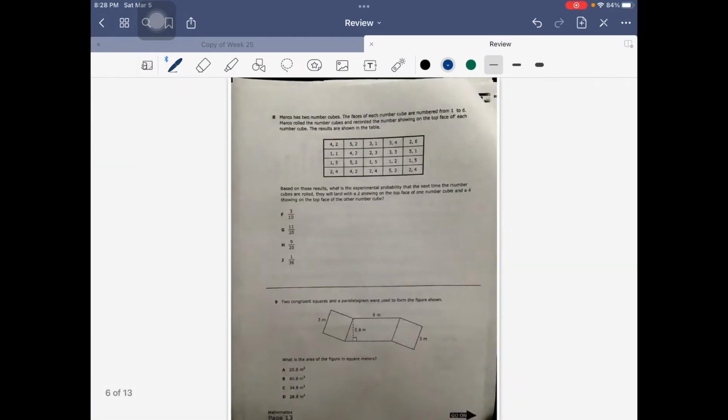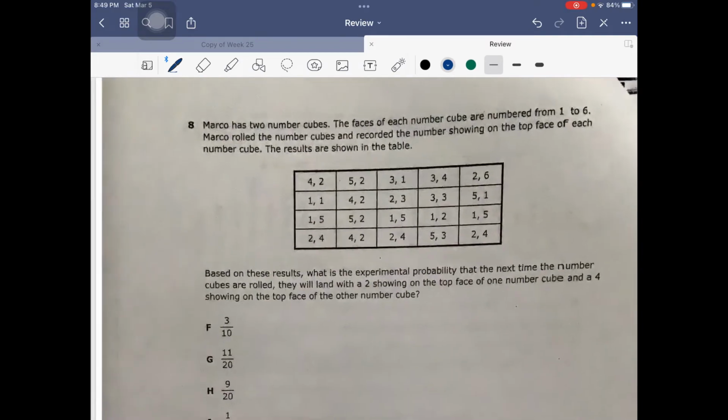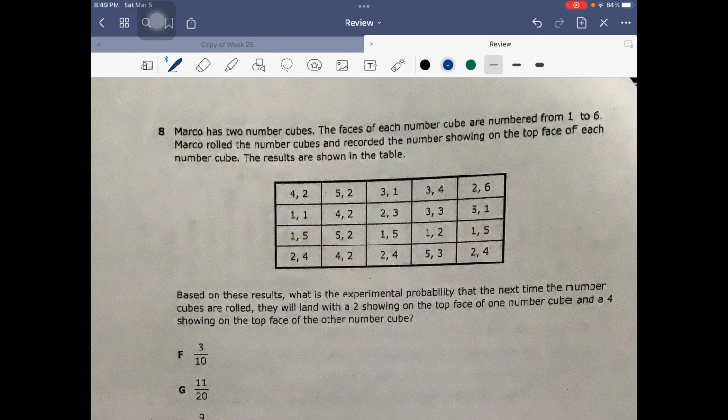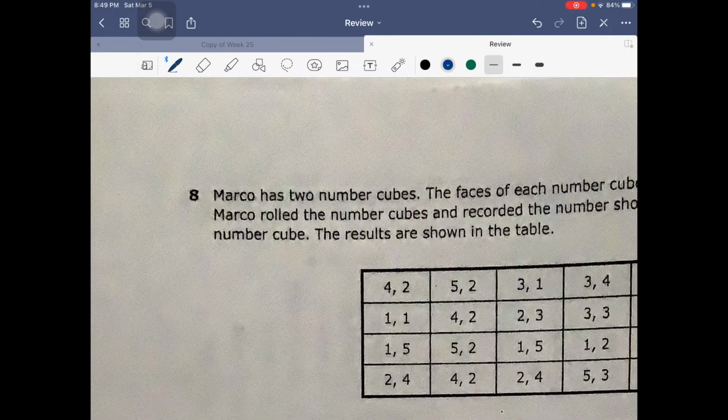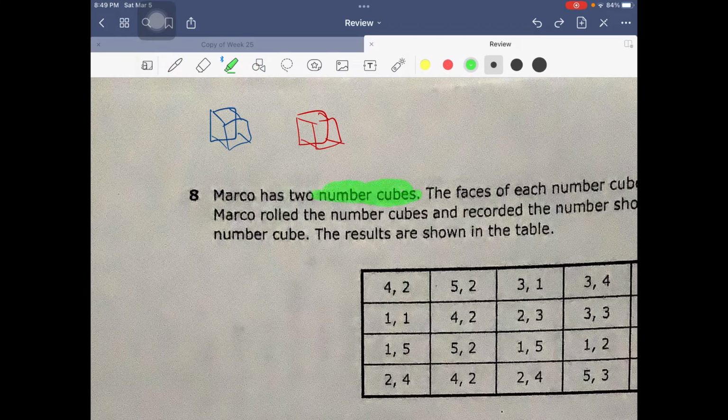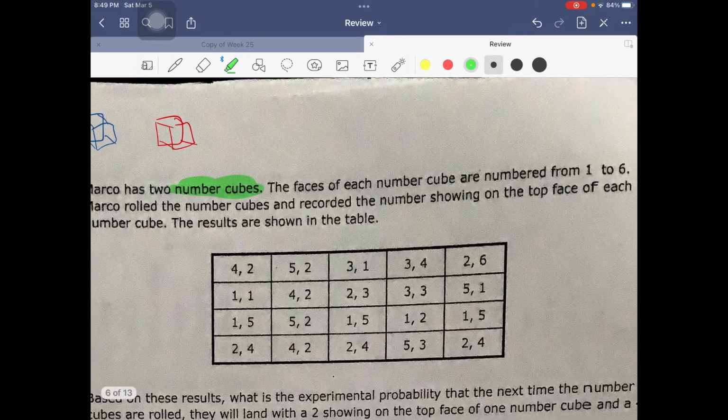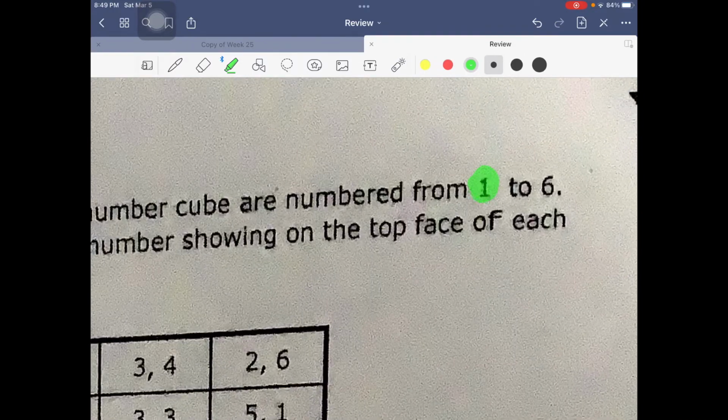Now let's move on to number 8. It's going to be pretty. Now, number 8. Marco has rolled 2 number cubes. I'm going to draw 2 cubes here, just so you can see the difference between them and that we actually have 2, not just 1. 2 number cubes. Got it. Already drew them. The faces of each number cube are numbered from 1 to 6. A regular dice, basically.